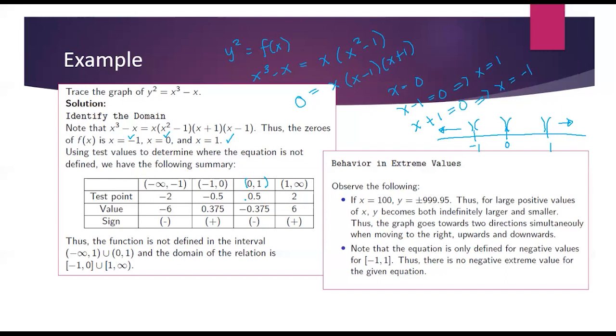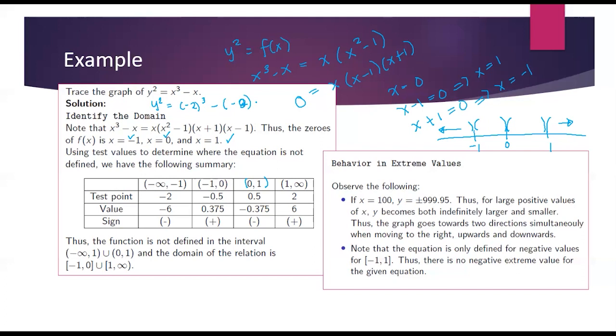And then you substitute now the values of x from our original equation. So you have here y squared is equal to x cubed minus x. So I have, let's say, negative 2 cubed minus negative 2.